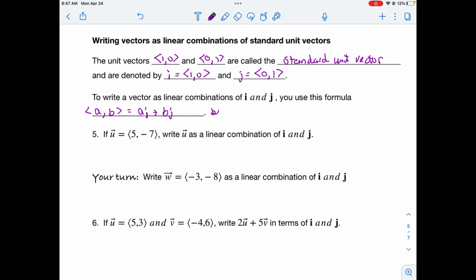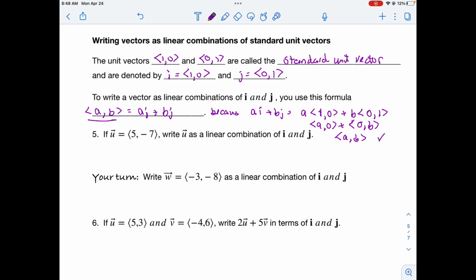Now let me prove to you that this works. So let's start with the right-hand side. We have ai plus bj, and i represents the vector 1, 0, and j represents the vector 0, 1. And so distributing the a, I get a, 0 and 0, b. Adding those two vectors together, I get a, b, which is our original vector.